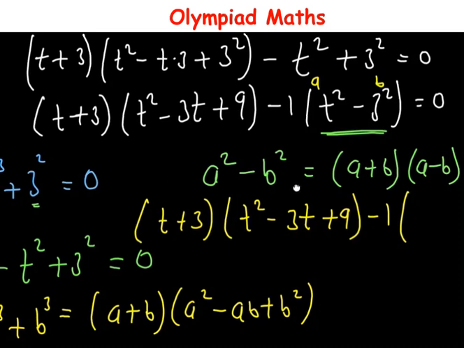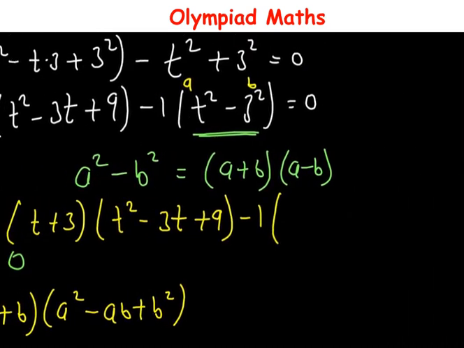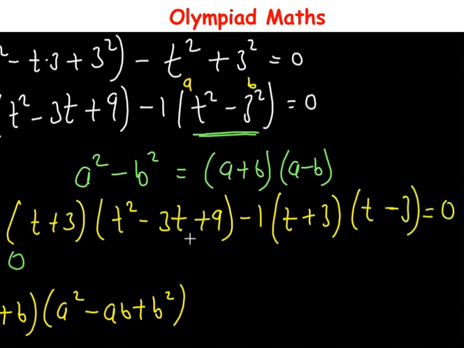So from here, we have it as in brackets (t + 3) multiplied by (t - 3), and all of this is equal to 0. From here, we can see that we have a common factor, which is t plus 3 and t plus 3. So factorize out t plus 3.